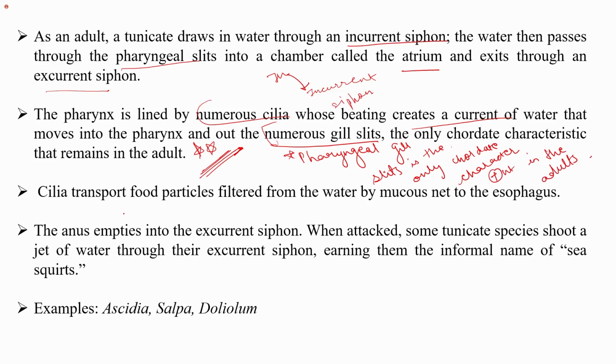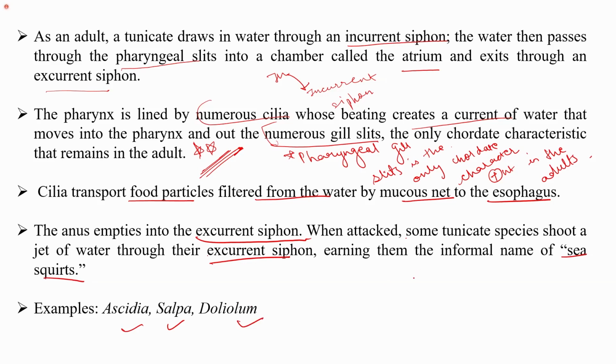Cilia transport food particles filtered from the water by the mucous net to the esophagus. The anus empties into the excurrent siphon. When attacked, some tunicate species shoot out a jet of water through their excurrent siphon, earning them the informal name of sea squirts. So Ascidia, Salpa, Doliolum, these are the examples.